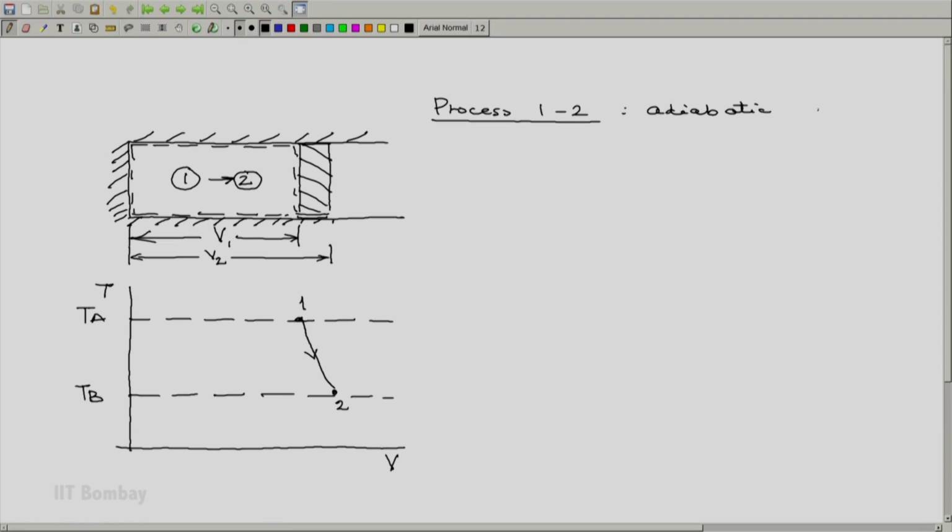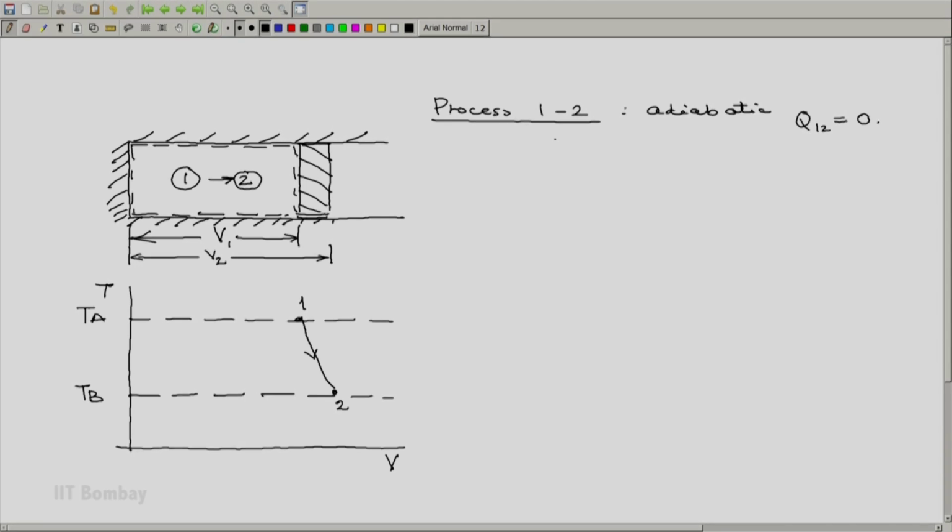Welcome back. Now let us continue where we left off. Let us go to process 1-2, which is an adiabatic process, and let us see what we can say about it. Remember that we have an ideal gas with constant specific heats. We are executing a reversible process, that means it is definitely a quasi-static process, and because it is reversible only PdV work will be done.